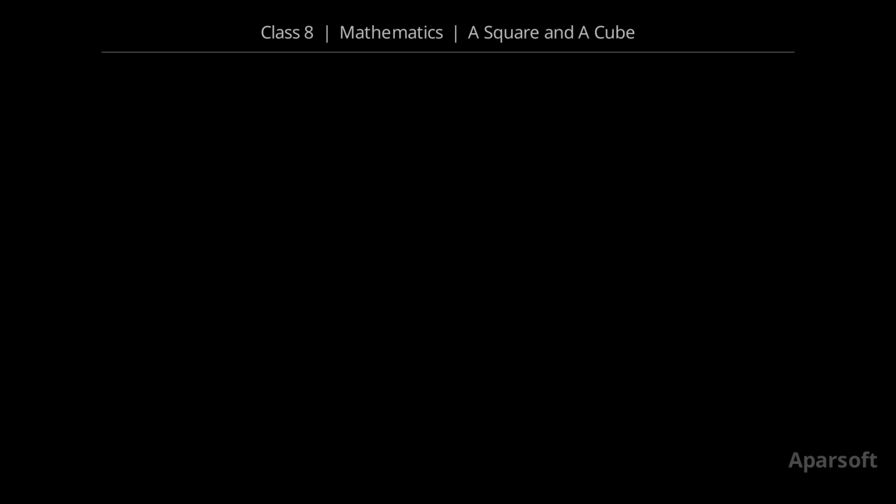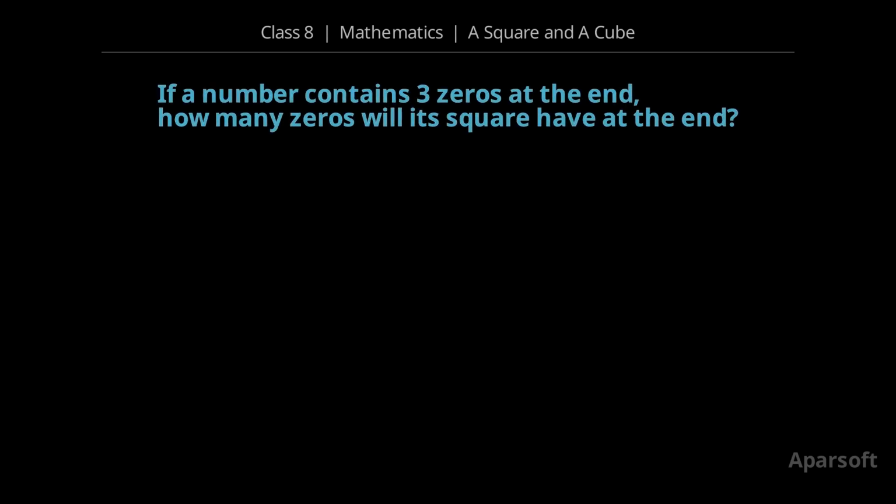We are covering the textbook questions from this chapter. Here is the next question. If a number contains 3 zeros at the end, how many zeros will its square have at the end?